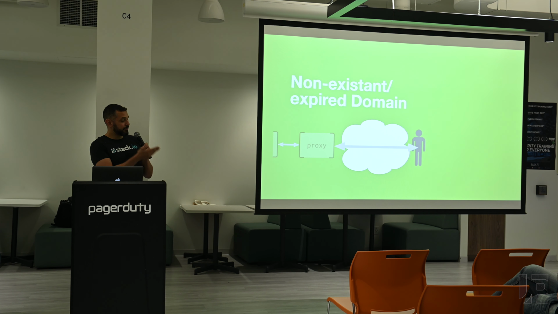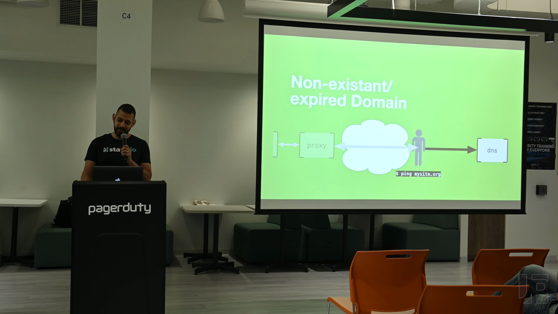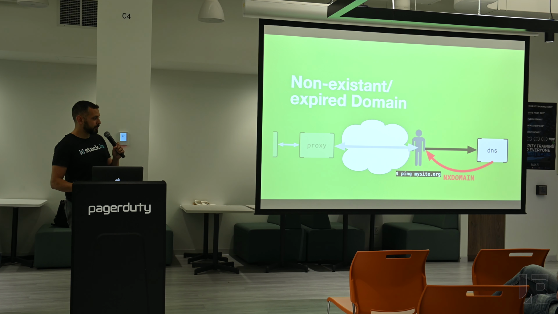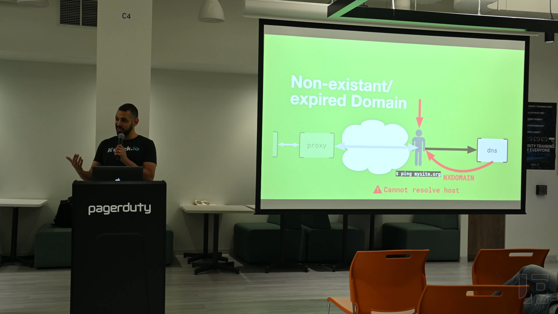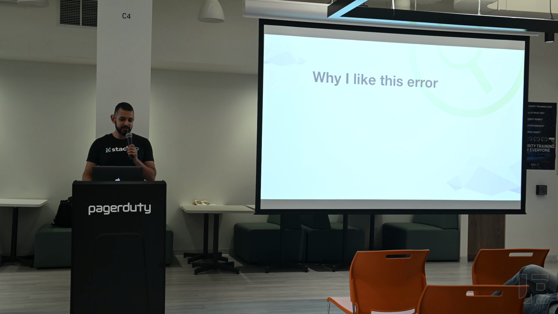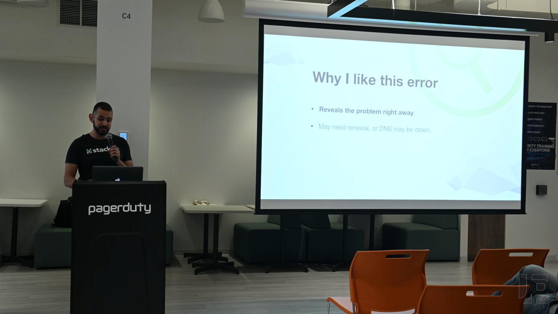So imagine your client over here and something's wrong, so I'm going to try pinging the site to see what's going on. It's going to make an authoritative DNS lookup to resolve that name, and if it doesn't exist or it's expired, you're going to get an NXDOMAIN thrown right back to you, at which point your client is going to give this cannot resolve host error. I like this error very much because it reveals the problem right away. You know what the problem is, you pretty much can drop what you're doing and focus on the domain name.